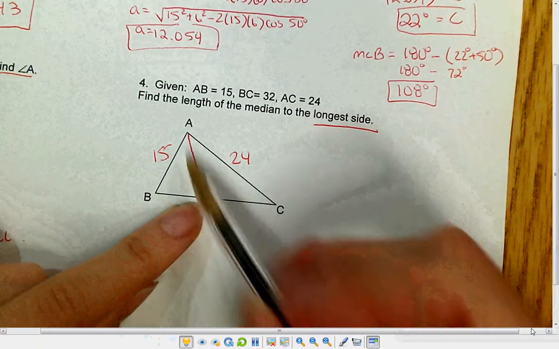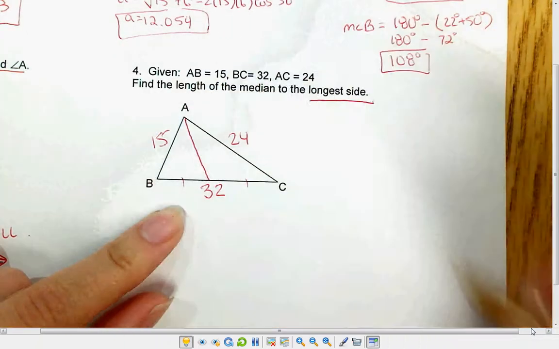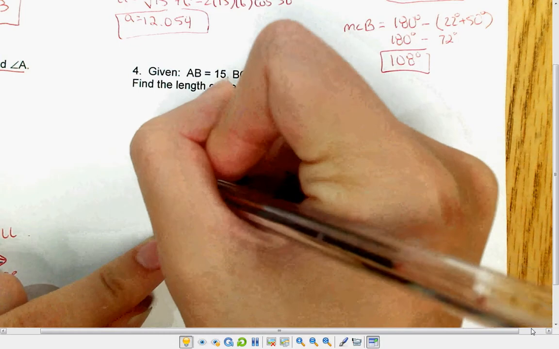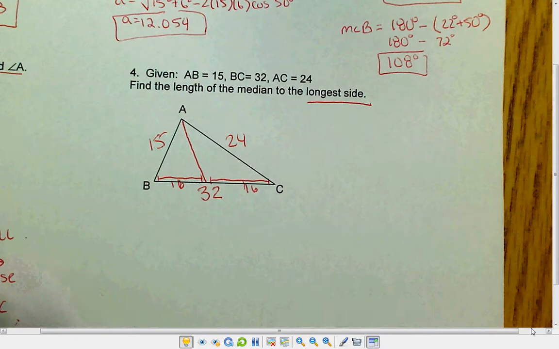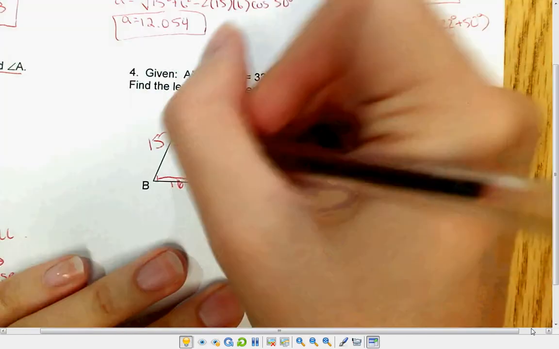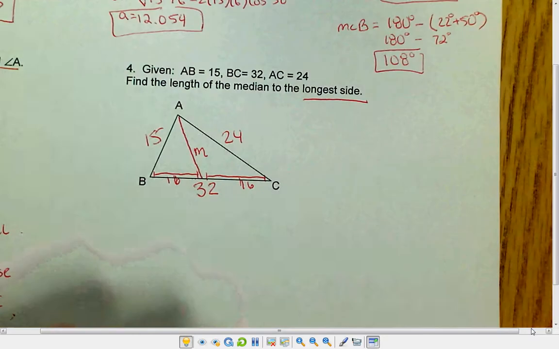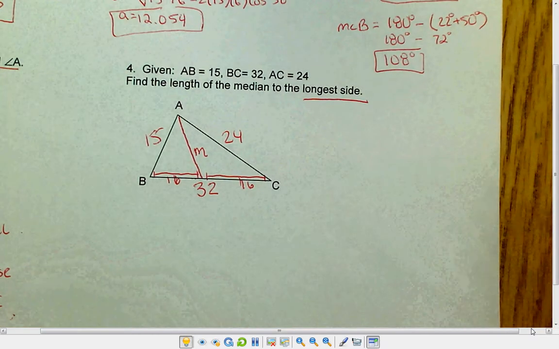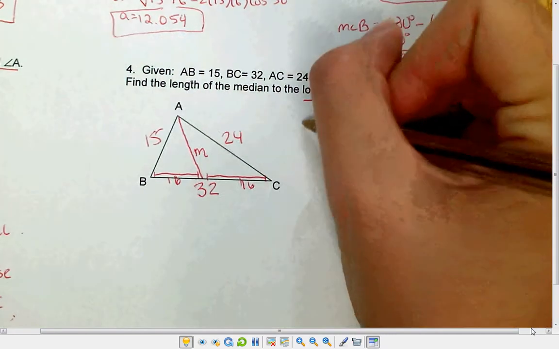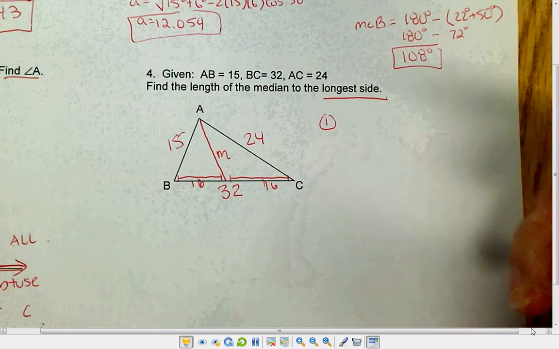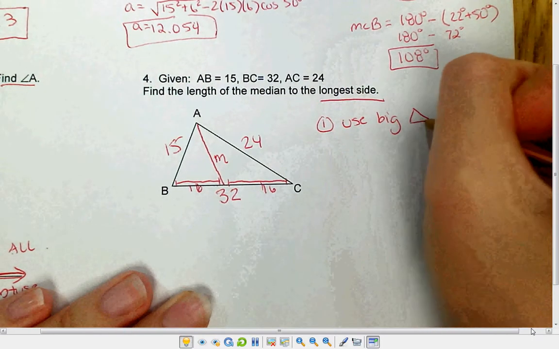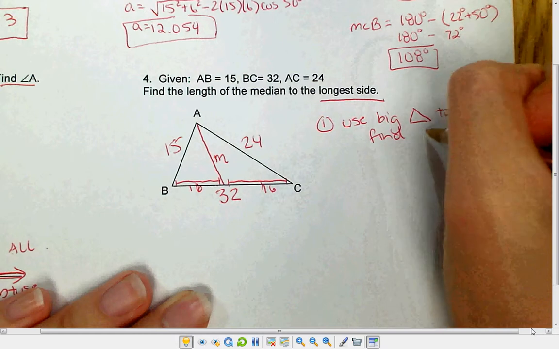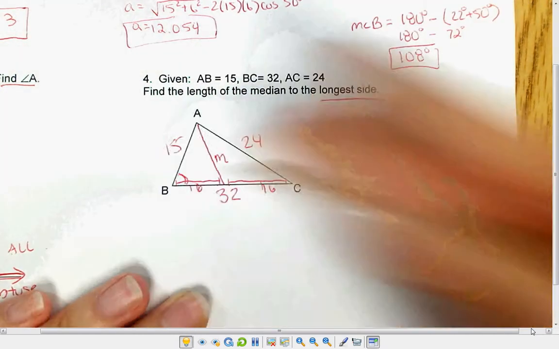So let's label this. If this is splitting it right down the middle, that means these two are equal to each other. And so this is going to be 16. This is going to be another 16 because it's right down the middle. Now what we're trying to find is the length of the median. So let's just call this M for median. That's what we're looking for. To solve this problem, our first step here is we're going to use the big triangle, so the whole triangle, to find angle B. So we're trying to find this angle right here.